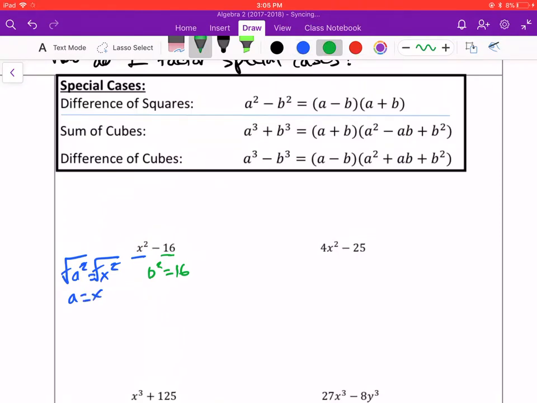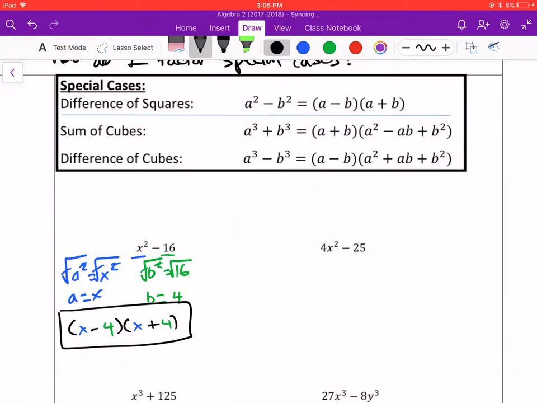Do the same with B. B squared is 16, the square root cancels the square, and the square root of 16 is 4. And that way I can write it as A, x, minus B, and then A again, but this time plus B. A minus B, A plus B: x minus 4, x plus 4. And that's your answer. You don't have to do any of the math, and just by looking at it, you can write that.